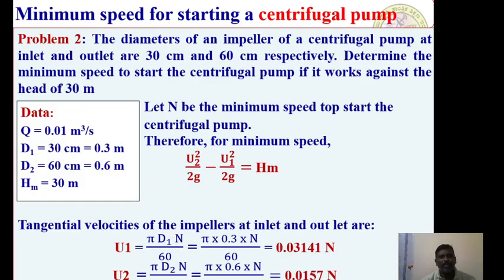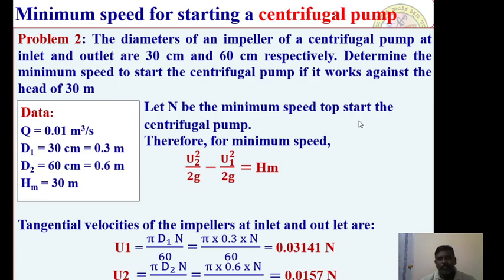Now let us take one particular problem on this. The diameters of an impeller of a centrifugal pump at inlet and outlet are 30 cm and 60 cm respectively. Determine the minimum speed to start the centrifugal pump if it works against the head of 30 meters. So D1 is 30 centimeters, D2 is 0.6 meters, and the manometric head is 30 meters, which is given.